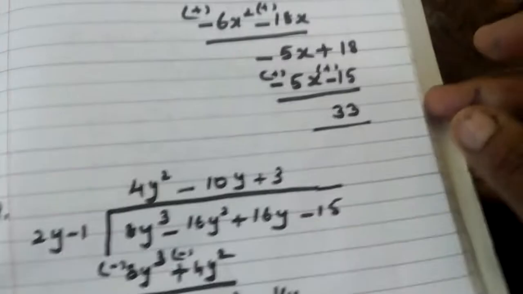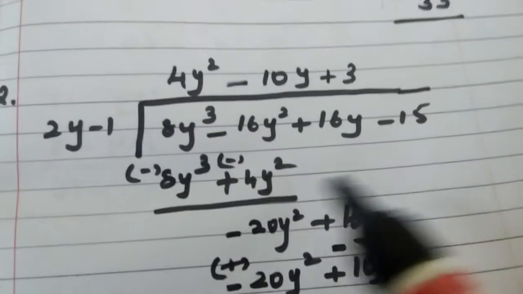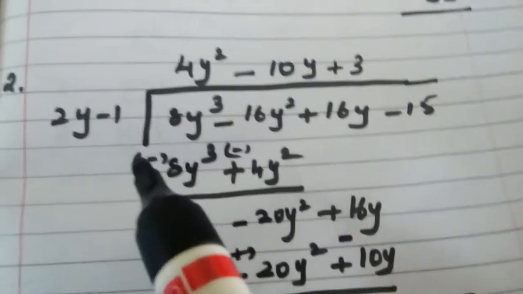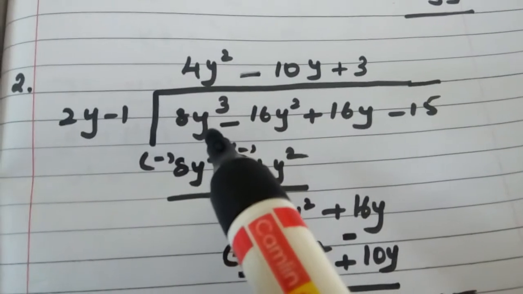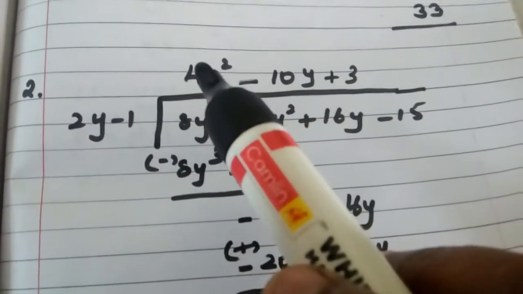Now the second sum is 8y cubed minus 16y squared plus 16y minus 15. You are going to divide this by 2y minus 1. As I said, you take only the first term first. So 2y into 4y squared. This we are going to find.